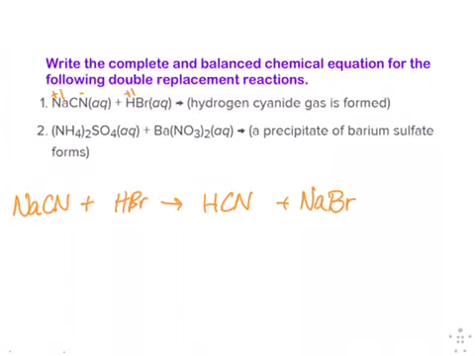So then this one's given to you as aqueous. This one's aqueous. It says hydrogen cyanide gas is formed, so that'll be a gas, and this will stay aqueous then. And then we can balance. It is balanced, isn't it? Everything's one? Perfect. Are there any questions about how to go about the double replacements? Okay.